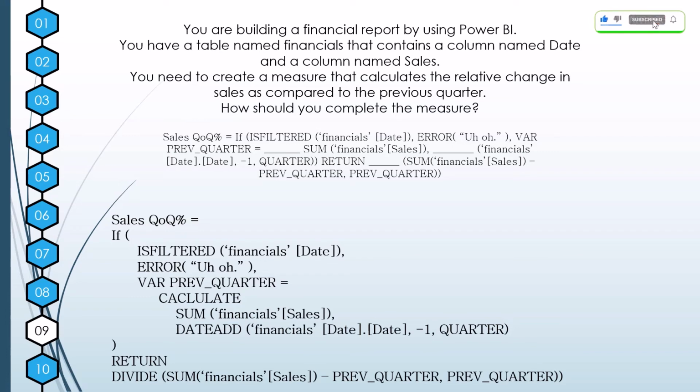The answer is: Sales QoQ Percent = IF(ISFILTERED(Financials[Date]), VAR prev_quarter = CALCULATE(SUM(Financials[Sales]), DATEADD(Financials[Date], -1, QUARTER)) RETURN DIVIDE(SUM(Financials[Sales]) - prev_quarter, prev_quarter)).